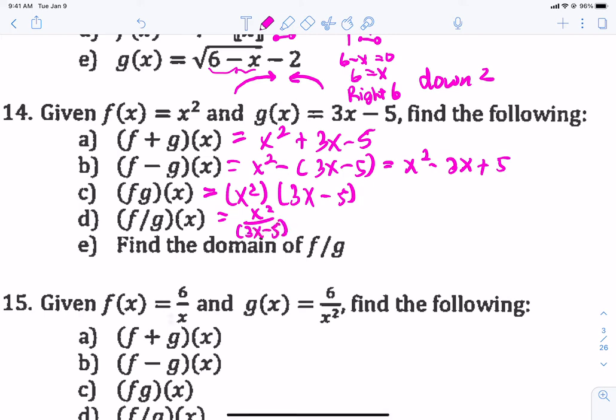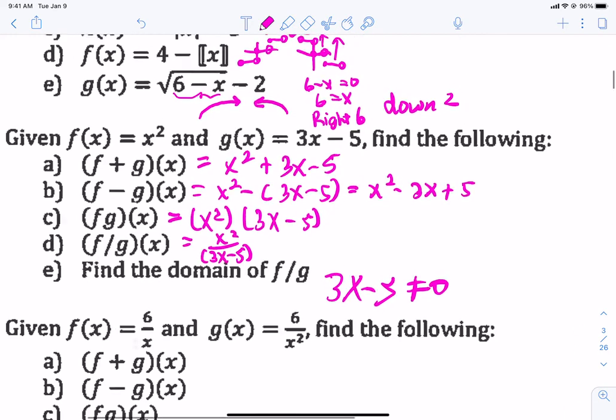Now, for the domain of f divided by g, remember, it's a fraction. What's going to screw up a fraction? A 0 in your denominator. So 3x minus 5 better not equal 0, and that's going to help you determine your domain. So that's the main thing for functions.